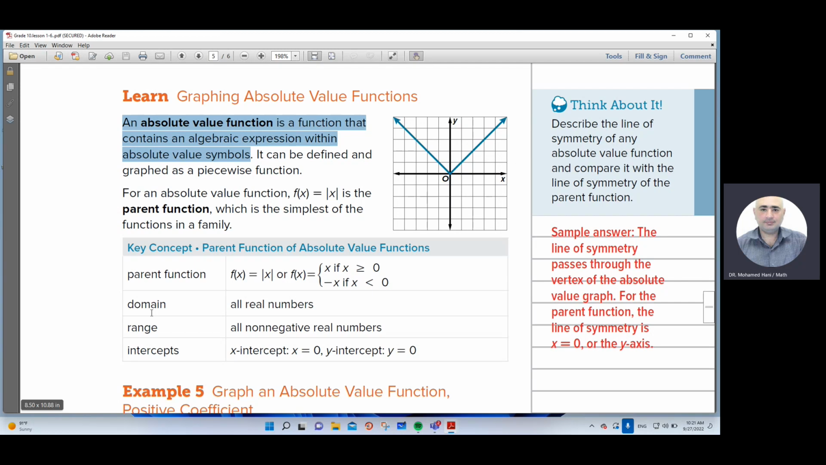f(x) equals x when x is greater than or equal to 0, and f(x) equals negative x if x is less than 0. What is the domain? When you see x greater than or equal to 0 and x less than 0, it means all real numbers. What is the range? All non-negative real numbers, because we have absolute value, just the positive numbers. And the intercepts: x equals 0 and y equals 0. I want from all to graph here. This is the graph for the absolute value function, and write please this table. This is the last idea in this lesson.